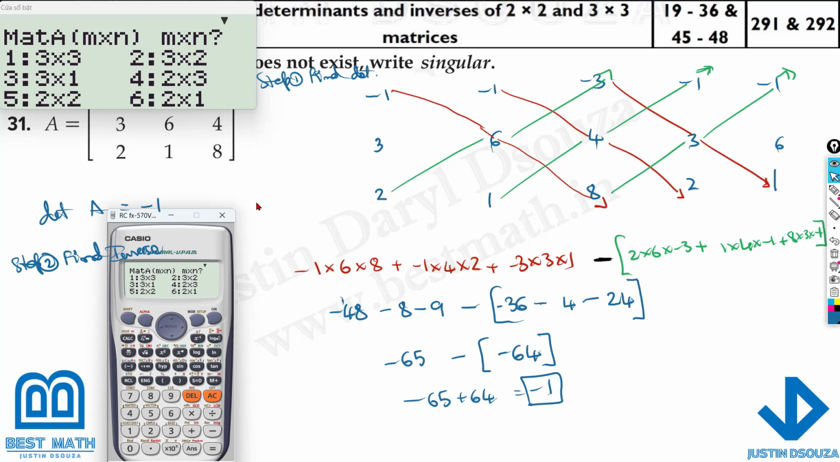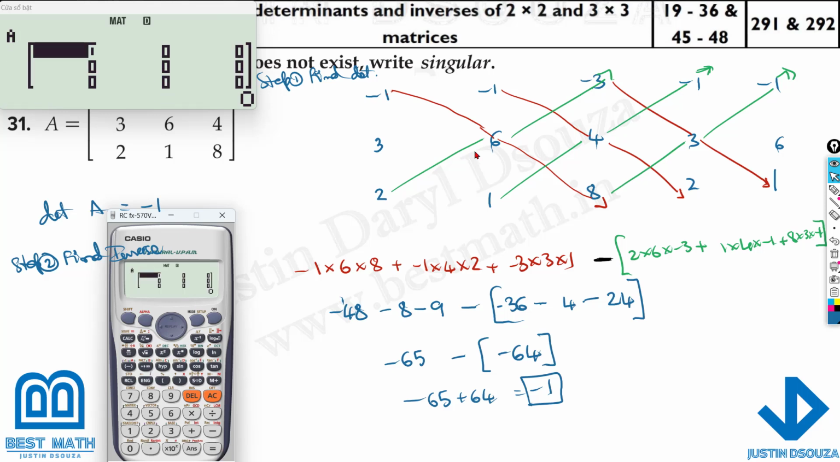You can see the first 3 columns over here. It's 3 cross 3, it's a 1. Now type in the values. It's -1. Then when you press equal to, it goes to the next column, the digit over here. That is going to be minus 1 again, and then we have minus 3. The first row is done. Now you go to the second row. It's 3, 6, 4, and 2, 1, 8.